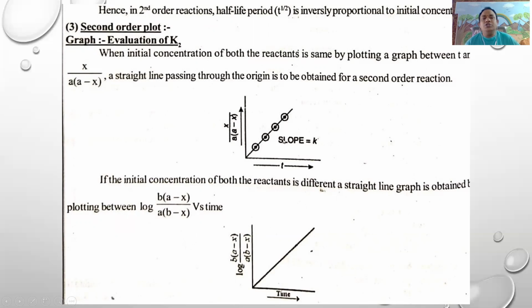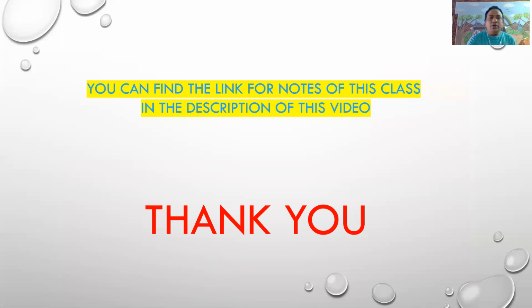Similarly, if the initial concentrations of the two reactants are different, a straight line graph is obtained by plotting log of b into a minus x by a into b minus x versus time. Then we obtain the same positive slope of straight line. The slope of the straight line is equal to the rate constant K2. That is about the second order reaction.